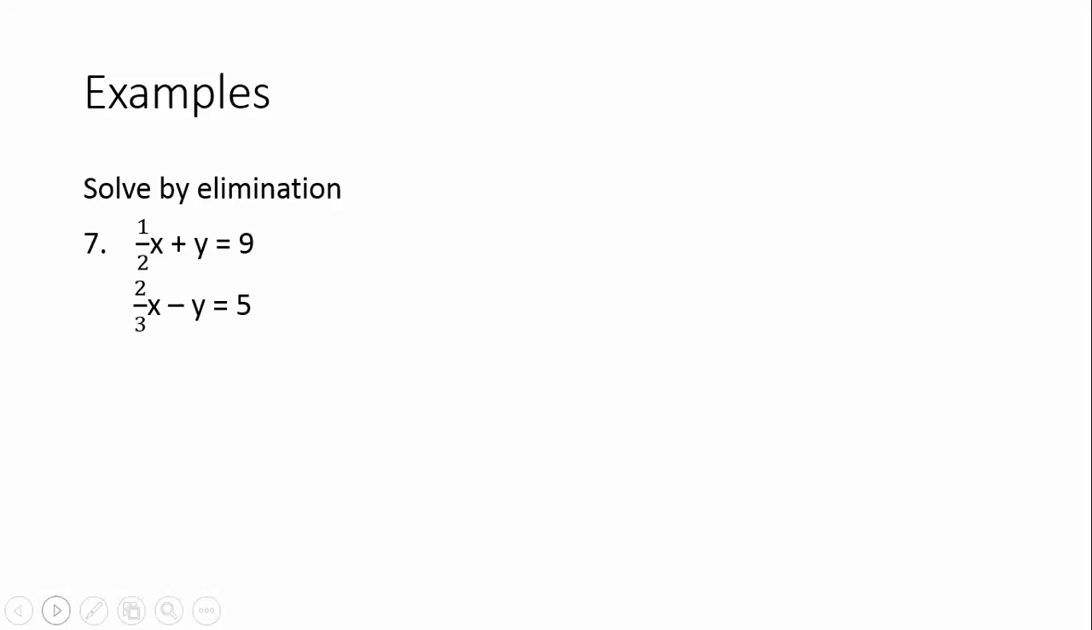And then finally, example 7, we have a half x plus y equals 9, and 2/3 x minus y equals 5. We are set up here to do elimination already because we have a positive 1 in front of this y and a negative 1 in front of the second y. So we just need to add the 2 pieces together. So what we first need to do is add a half and 2/3. So 1/2 plus 2/3.